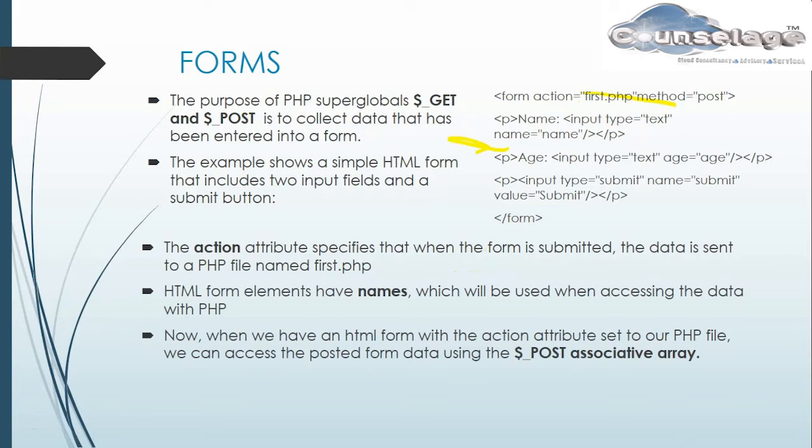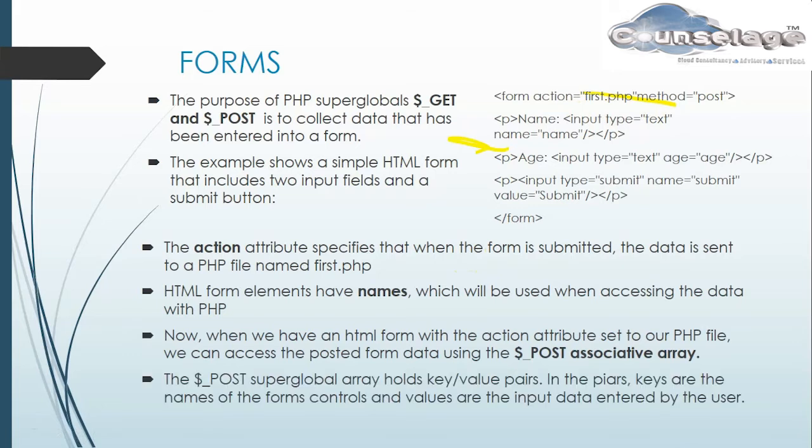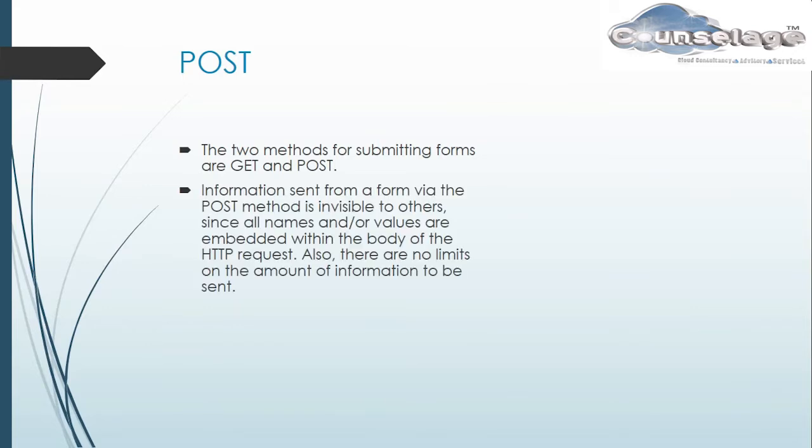Now when we have an HTML form with the action attribute set to our PHP file, we can access the posted form data using the $_POST associative array. The $_POST superglobal array holds key/value pairs. In the pairs, keys are the names of the form's controls and values are the input data entered by the user. POST. The two methods for submitting forms are GET and POST.